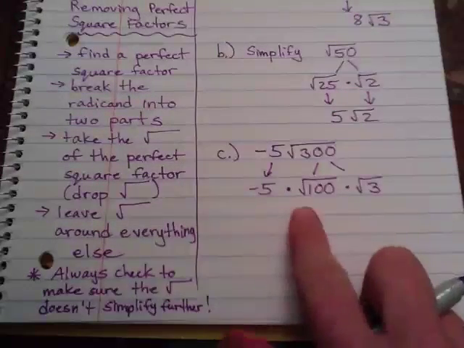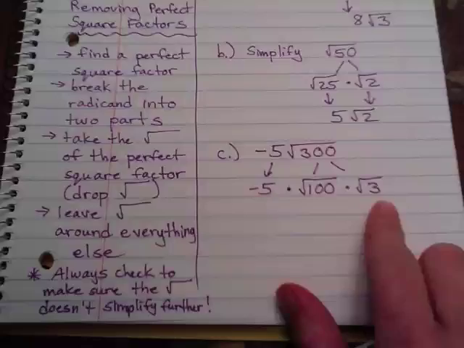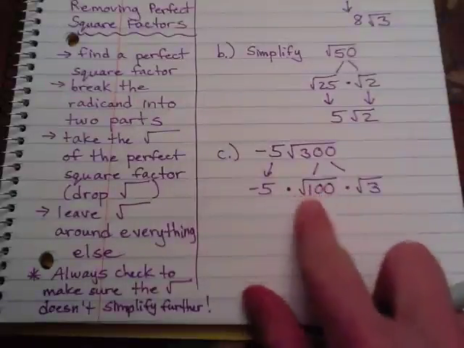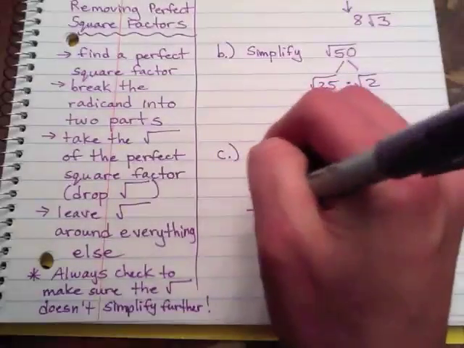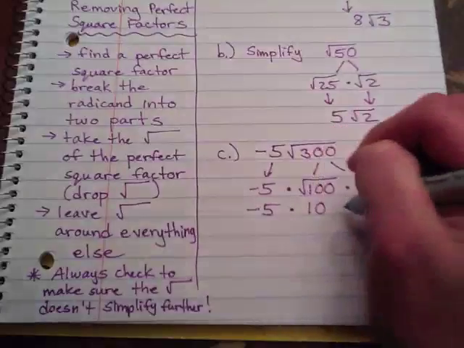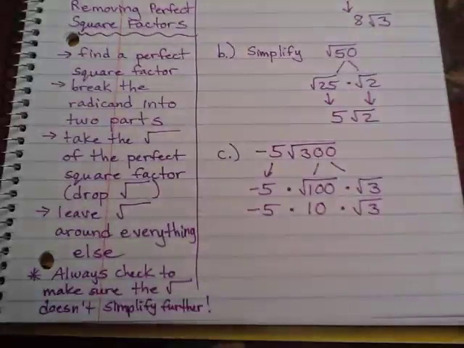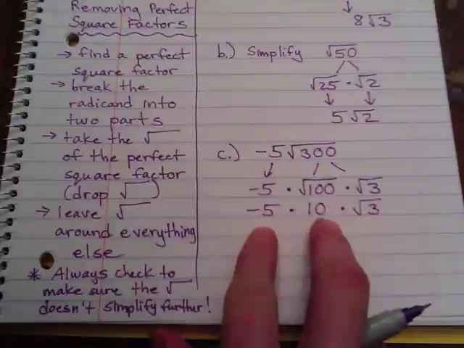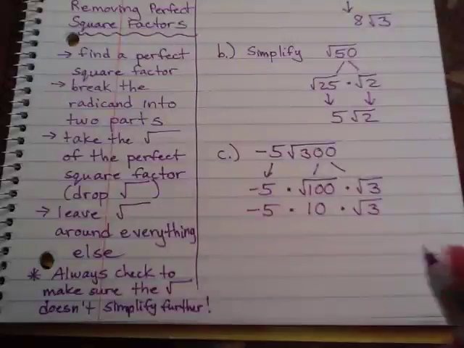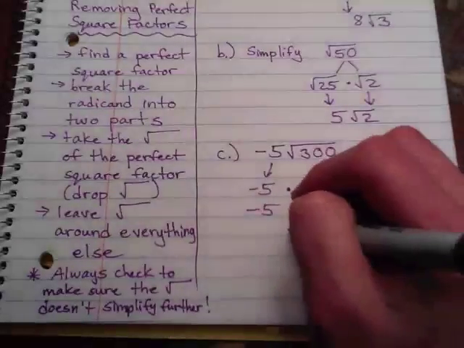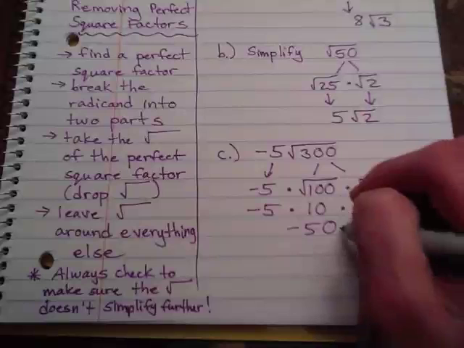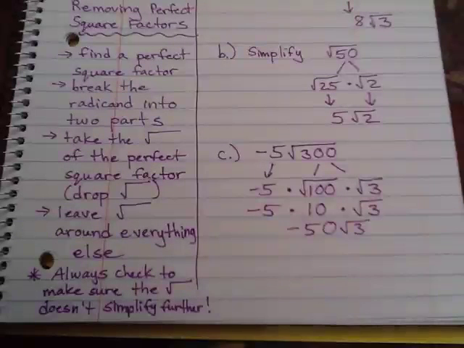So you have negative 5 times the square root of 100 times the square root of 3. Now you're going to break down the square root of 100, so you have negative 5 times 10 times the square root of 3. And now you can go ahead and multiply your integers. Negative 5 times 10 is negative 50. And then the square root of 3 comes down, and that's your answer.